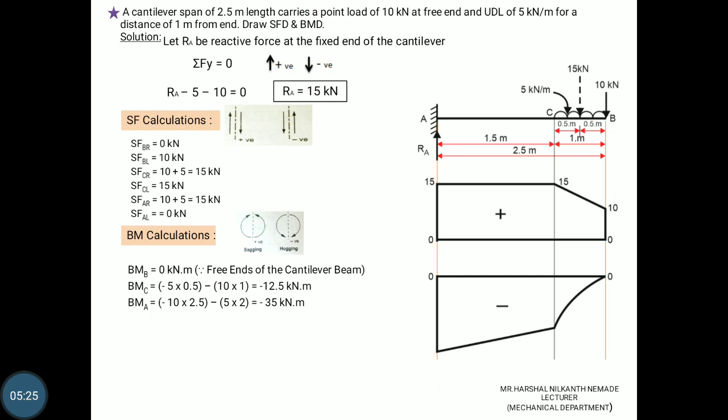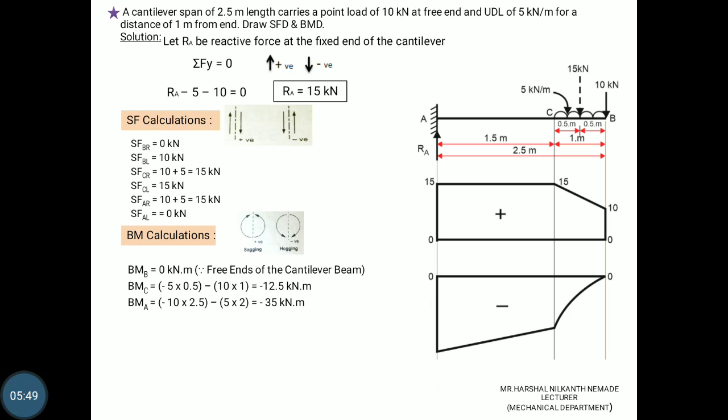Summation of Fy is equal to 0. Upward force positive and downward force negative. So Ra minus 5 minus 10 is equal to 0.